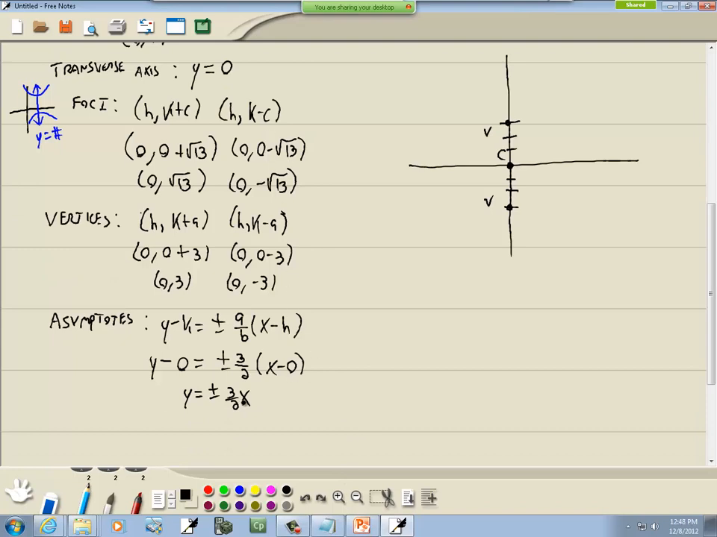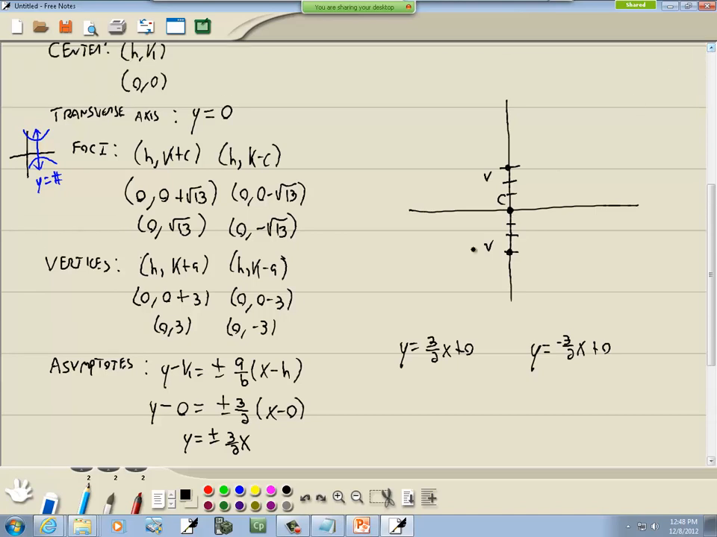Okay. First one, y is equal to positive 3/2 x plus 0. And then our other one is y is equal to negative 3/2 x plus 0. Well, 0 is our intercept. So it passes through this, which it has to go through your center. So, I mean, that's no surprise. Slope is 3/2, so changing y over changing x. So I go up 3, right 2. Right there.